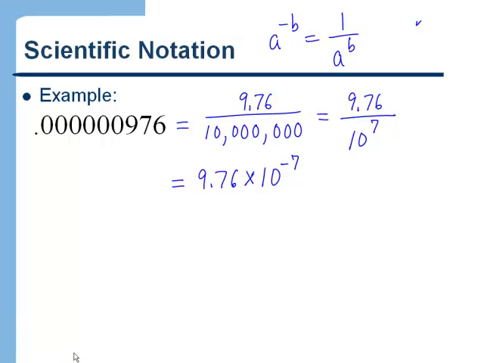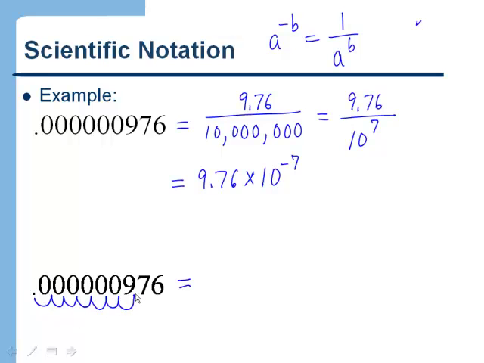Now, let me show you the trick to doing it much more quickly than having to figure it out that way. And the trick is that every time I move the decimal to the right, that is a negative power of 10. So if I go 1, 2, 3, 4, 5, 6, 7, then that would be 9.76 times 10 to the negative 7. And so you'll notice that if I move the decimal to the left, I increase the exponent, and if I move it to the right, I decrease the exponent.